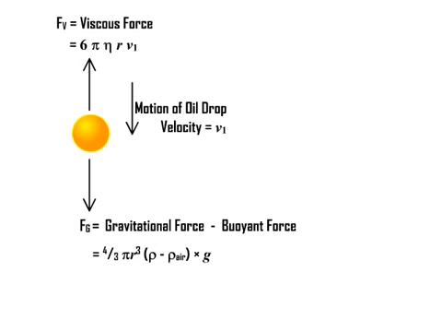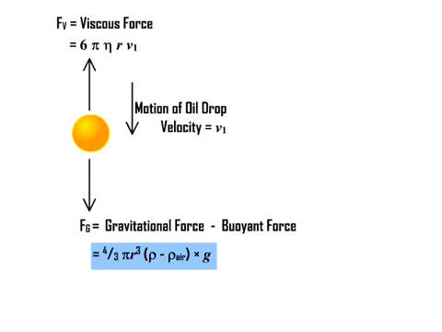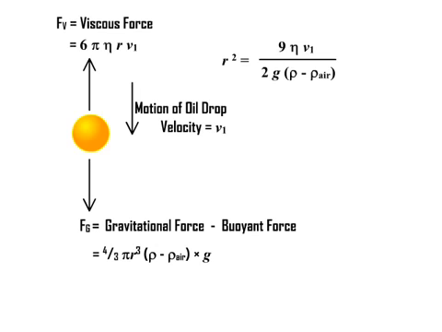When the oil drop falls with constant velocity, there should be no net force acting on it. So these two forces are equal to each other. That is, 4/3 pi r cubed times (rho minus rho air) times g equals 6 pi eta r v1, or r squared equals 9 eta v1 divided by 2g (rho minus rho air). Thus r is calculated if v1 is known, and accordingly Fg can be calculated from this equation.